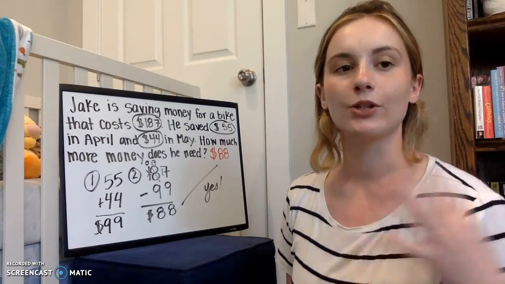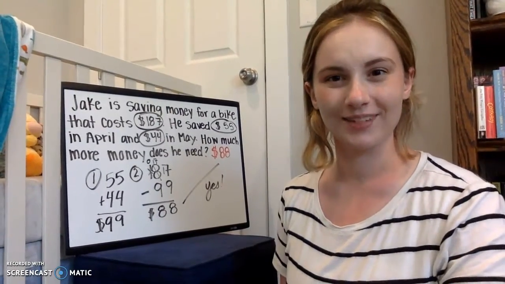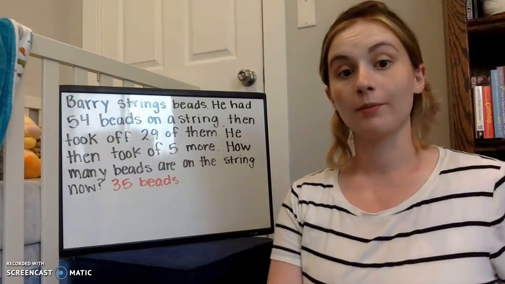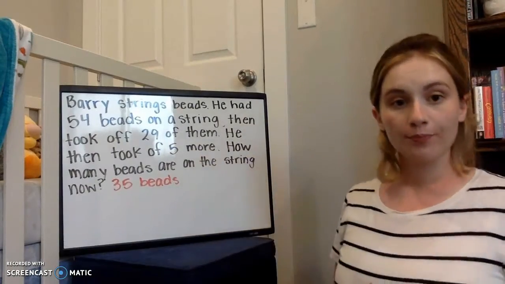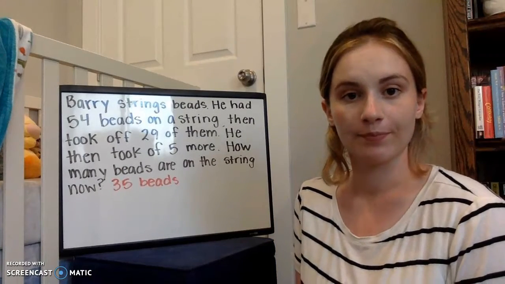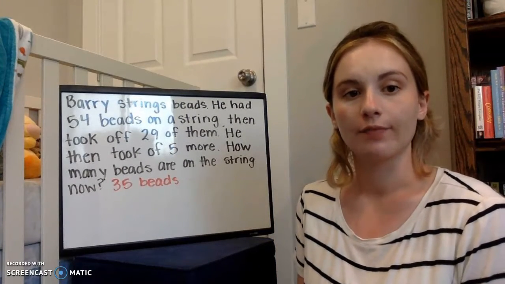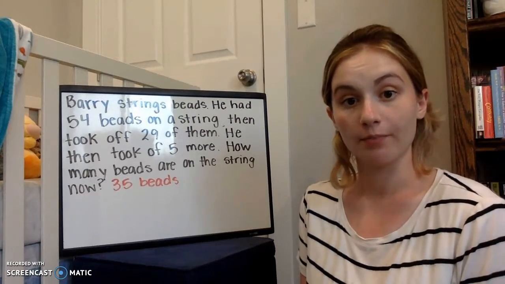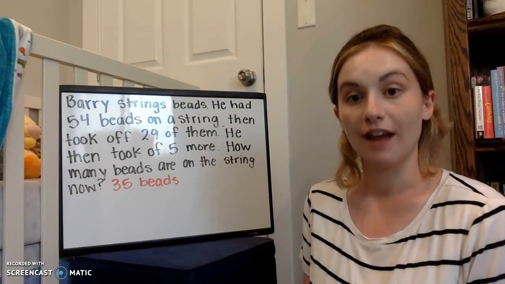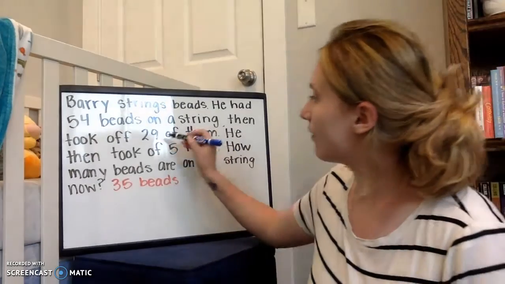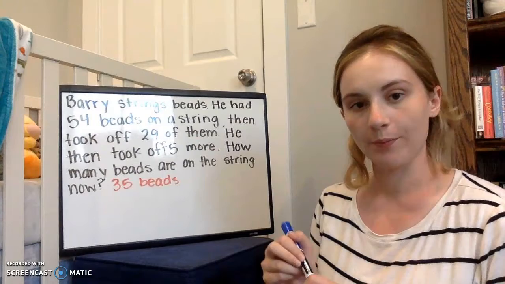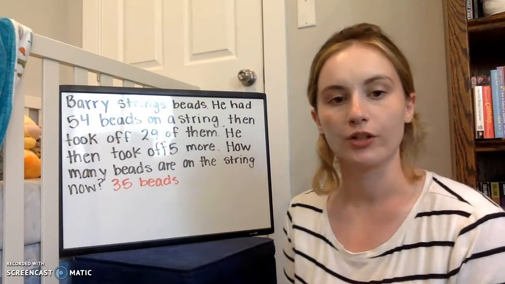Let's do one more and then you can move on to your Think Central, okay? Okay, last problem. Is it reasonable? Here we go. Barry strings beads. He had 54 beads on a string, then took off 29 of them. He then took off 5 more. Sorry, that's supposed to say off, not of. Let me just fix that. There we go. How many beads are on the string now?